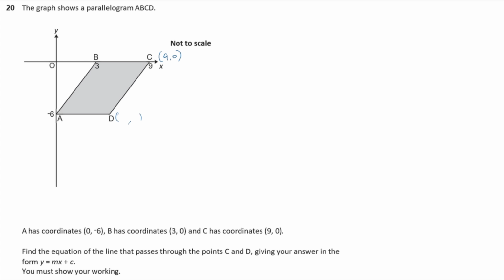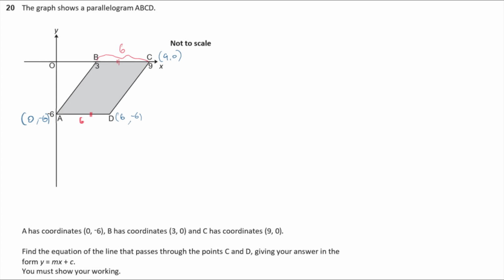We know the distance between B and C is the difference between 3 and 9, which is a span of 6. Because it's a parallelogram, and this side is the same length as this side, this distance here also needs to be 6. As this coordinate over here was 0, minus 6, and I'm adding 6 to the x coordinate, this one is going to be 6, minus 6. That's the coordinate for D.